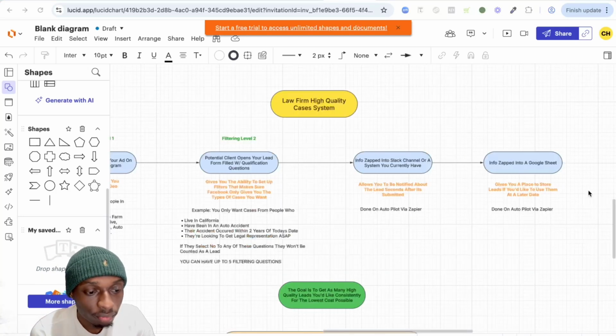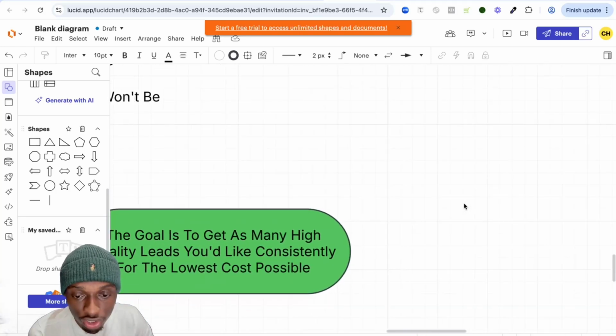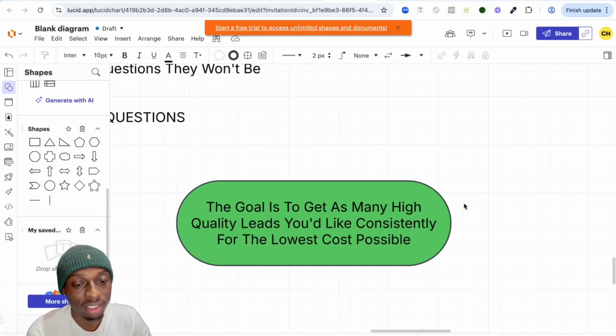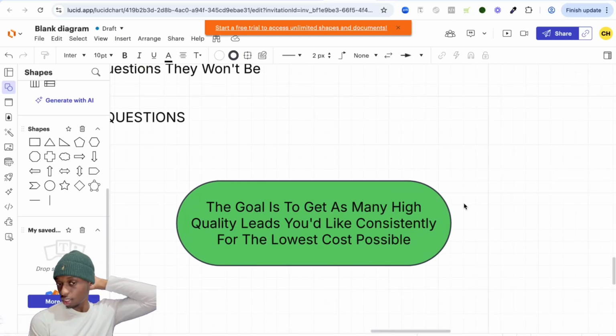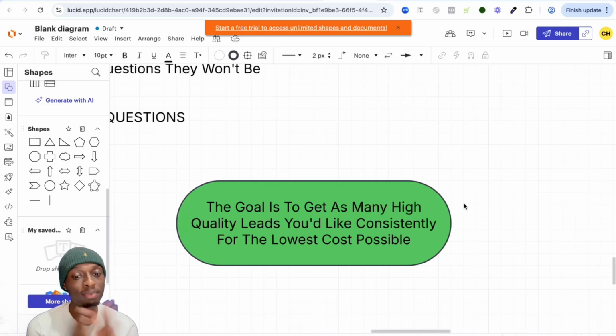Okay. Now you have to keep in mind, the goal is to get as many high quality leads as you'd like, consistently, for the lowest cost possible. In one of my videos, I am going to jump into the ads manager to show you exactly how to do this. But the goal is to get as many high quality leads as you'd like consistently for the lowest cost possible.